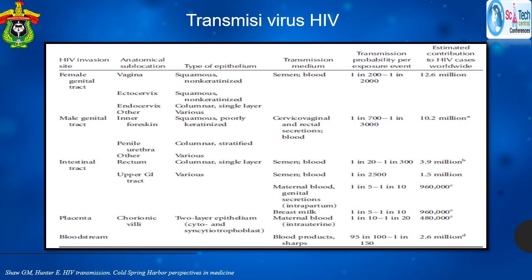The second route of transmission is exposure to infected blood or body fluids, which mostly occurs as a result of sharing needles by drug users. The third route of transmission is perinatal transmission, in which an infected mother passes it on to her fetus or baby. Transmission can occur during pregnancy, during delivery, or during breastfeeding.